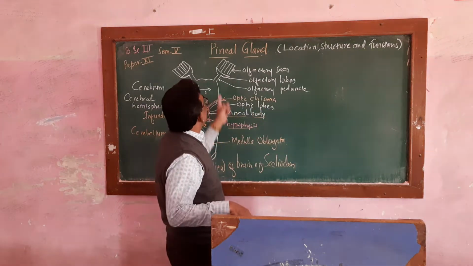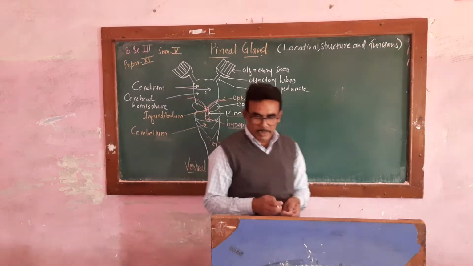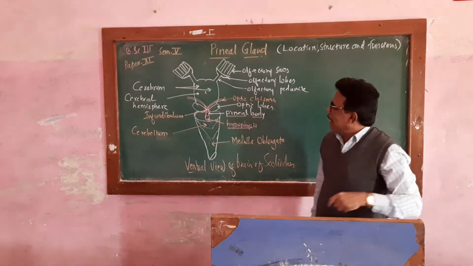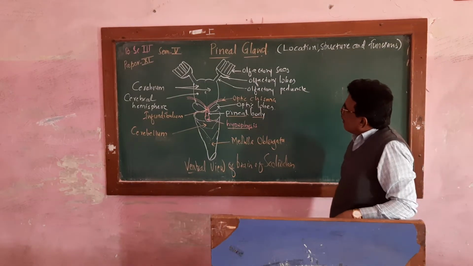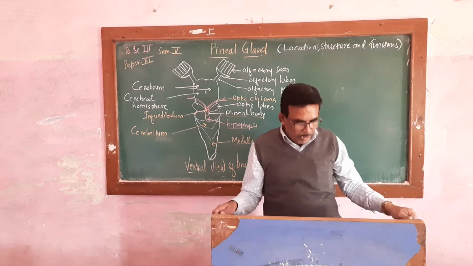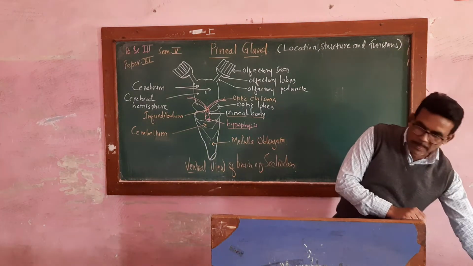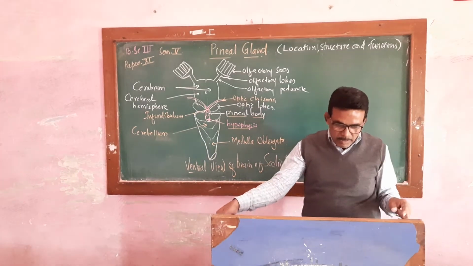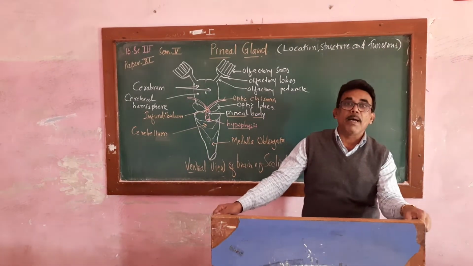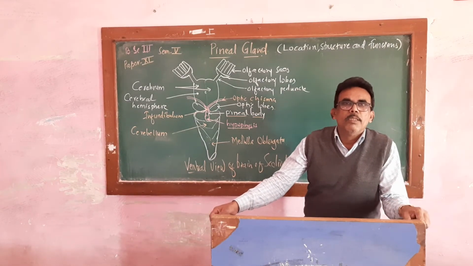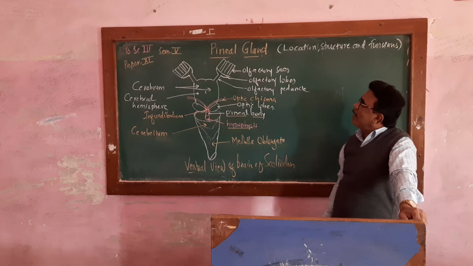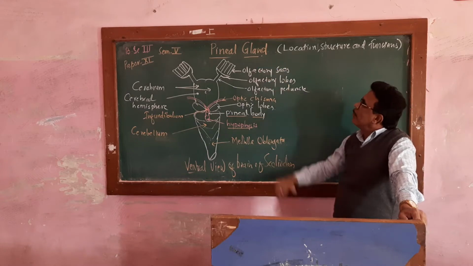Among them, the pineal gland is one of the important glands, which is located in the brain at its epiphysis region, so this particular gland is treated as epiphysis cerebri. It resembles a pine cone. You know, in botany there is the pine tree, and the pine cone shows a similar structure to the pineal gland, so the name pineal gland has been given.